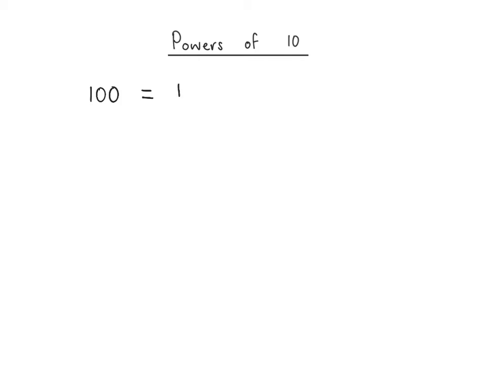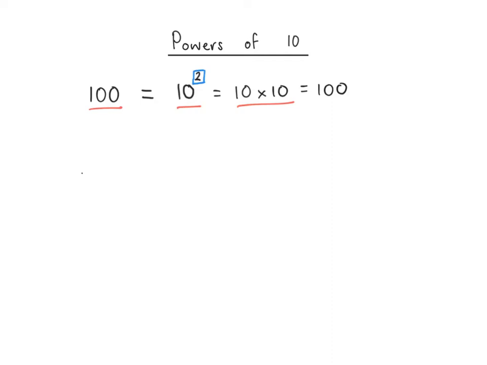Okay, so a power of 10 is a 10 with a little power up here. So what power needs to go there to represent the number 100? It's a power of 2, because 10 times 10 is 100. So if we're writing the number 100, we can write it in 3 different ways. We can write it as 100, we can write it as 10 squared, and we can write it as 10 times 10.